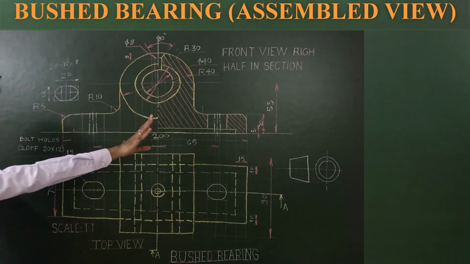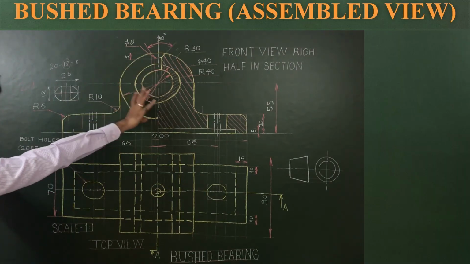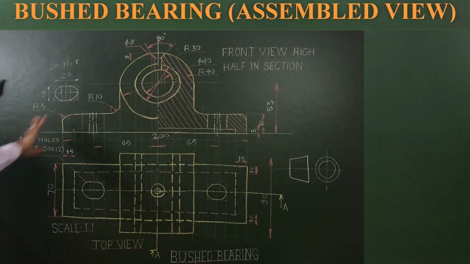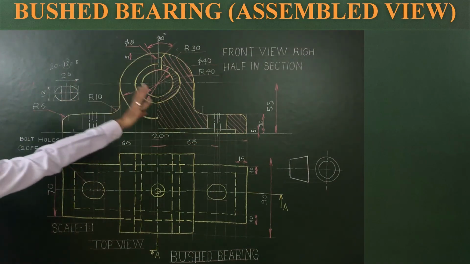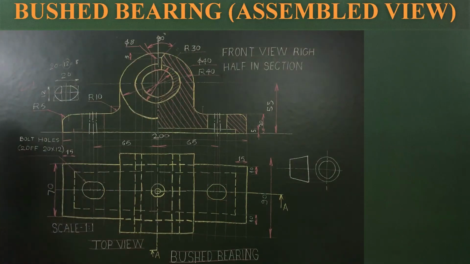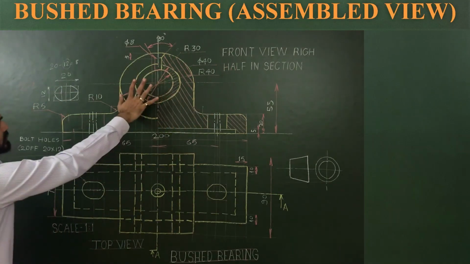So this is all in the assembled view of the bushed bearing: front view, right half in section, top view. Please start with the front view, draw the base, then center, then bush, then the outer part of the bearing, upper part of the bearing, cylindrical part of the bearing. Then finish your work, hatch properly, project its top view, do proper dimensioning.